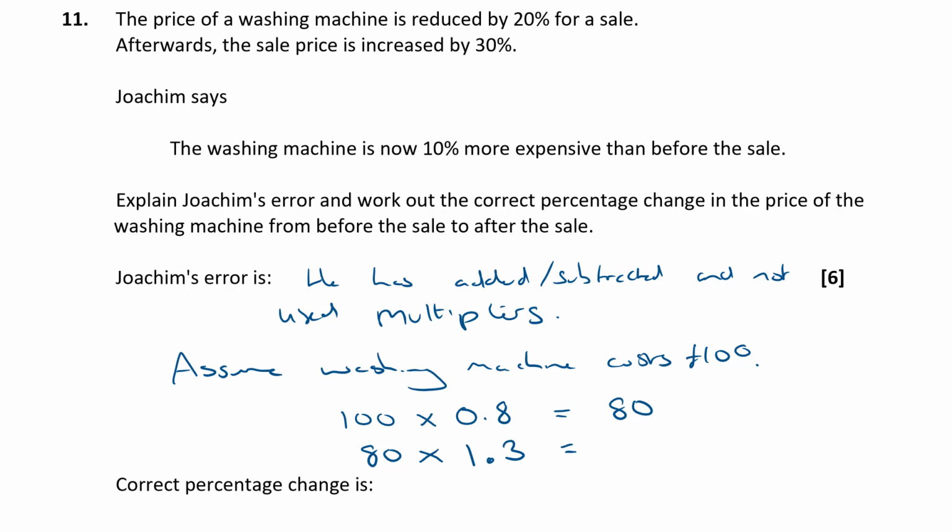So 80 times 1.3. So one lot of 80 is 80, 0.3 lots of 80. So a tenth of 80 would be 8, and then 3 lots of 8, 8, 16, 24, isn't it? So that would be 104. Okay, so our washing machine would end up costing £104. It was £100, it's now £104. I make that an increase of 4%.